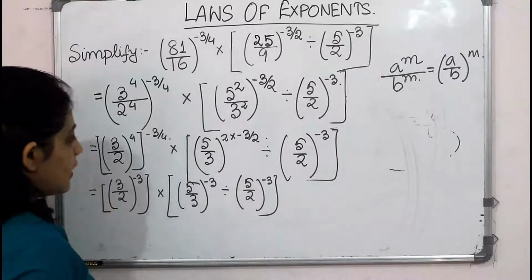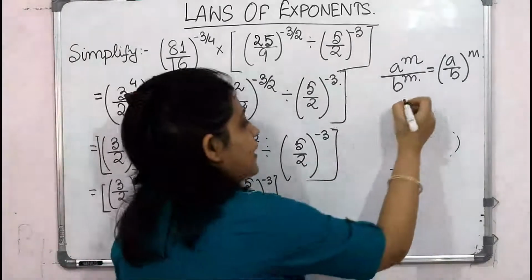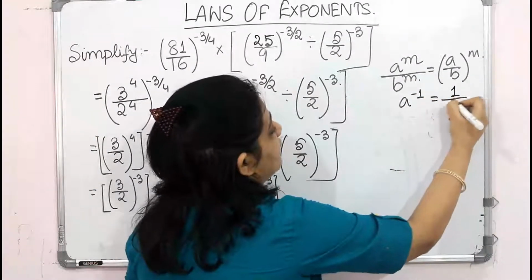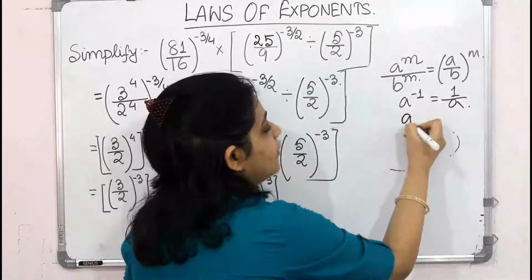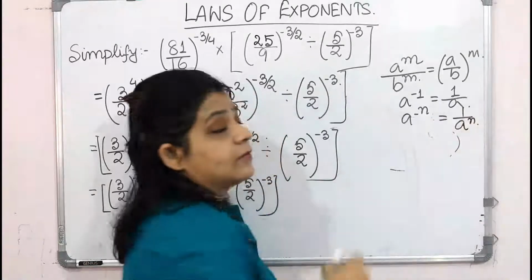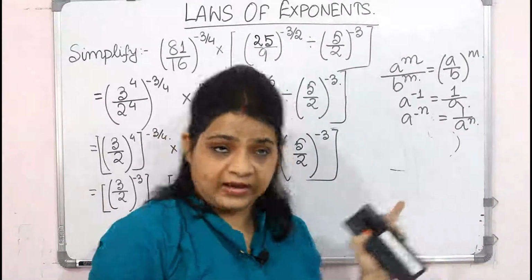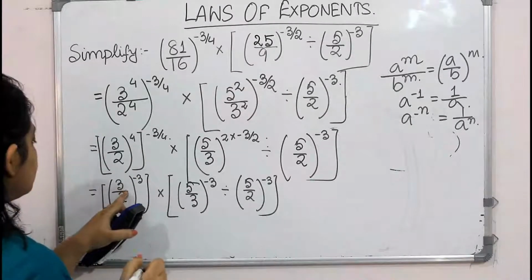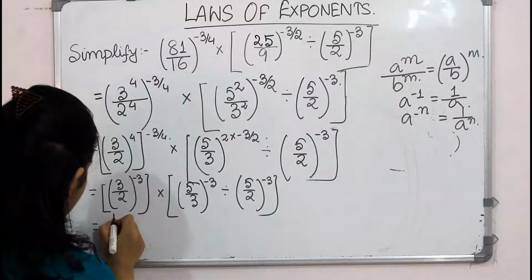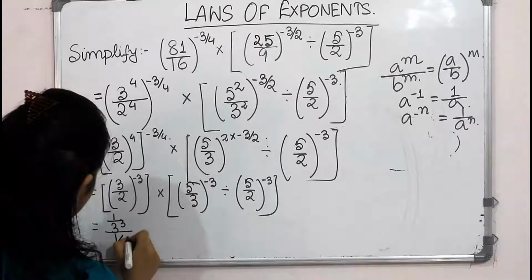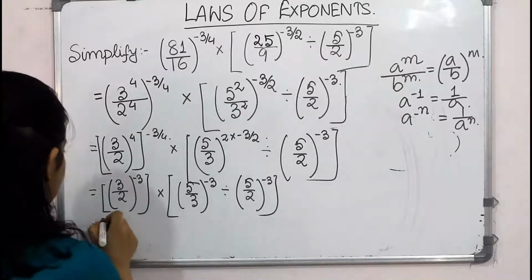Next is, you know by the rule that a to the power of minus 1, if it is given, we can write as 1 by a. Similarly, a to the power of minus n, we can write as 1 by a to the power of n. So here what I will do, 3 by 2 to the power of minus 3, I can write as 1 by 3 to the power of 3 by 1 by 2 to the power of 3. Yes, I can write in this way.